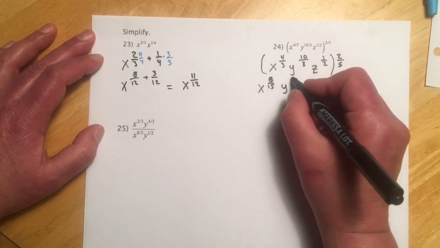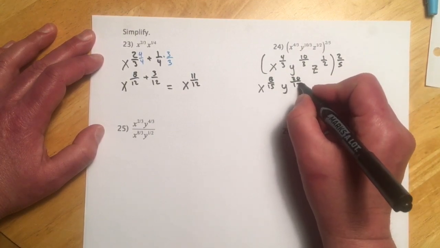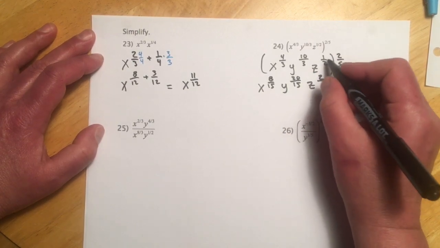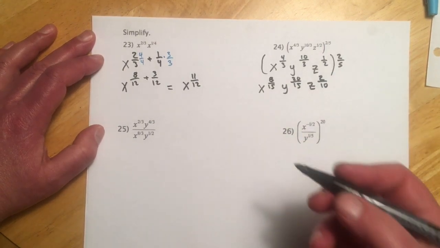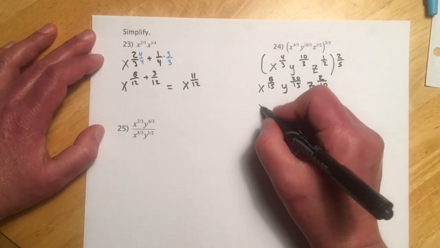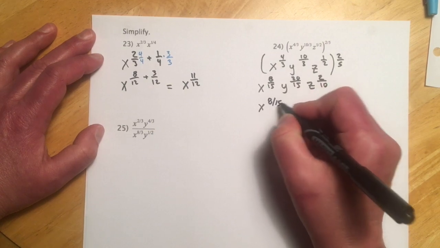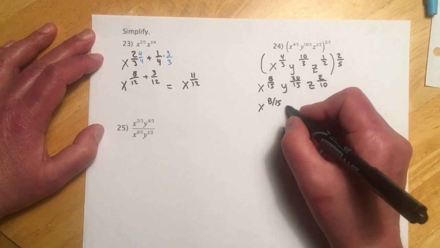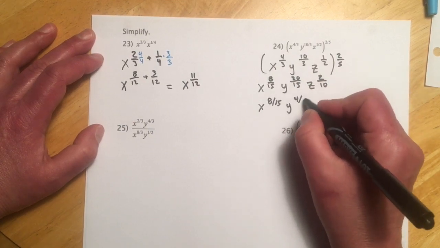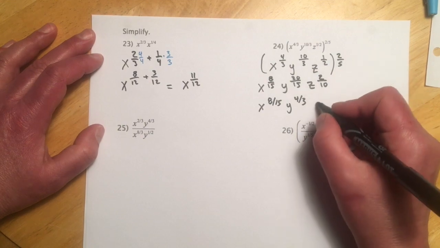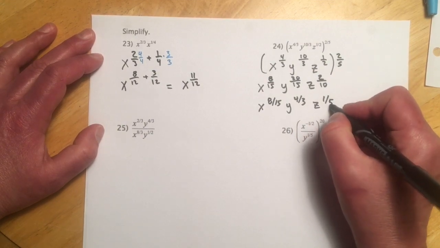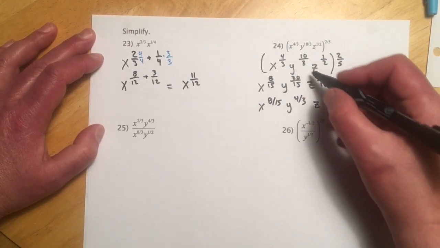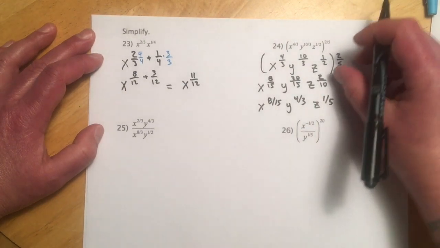Y, so 10 times 2 is 20, 3 times 5 will be 15, and z to the 1 times 2 is 2, 2 times 5 is 10. And now reducing my exponents, I get x to the 8/15, and then 5 goes in 4 times, 5 goes in 3 times, so y to the 4/3, and then 2/10 is the same thing as 1/5. And so, like I said, when I'm actually doing math with them, when I reduce, then I don't mind writing them sideways, but I think it's easier if you write them the way your brain's used to seeing them.